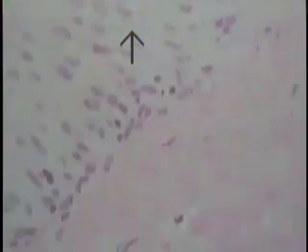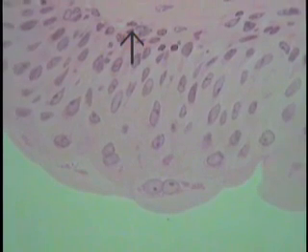Some of the more recent textbooks have once again changed its name, and perhaps appropriately so, in referring to it as a uroepithelium, indicating that it is this type of epithelium that lines the urinary system, and this is the only location where this particular epithelium is found. So this is transitional epithelium from the ureter.